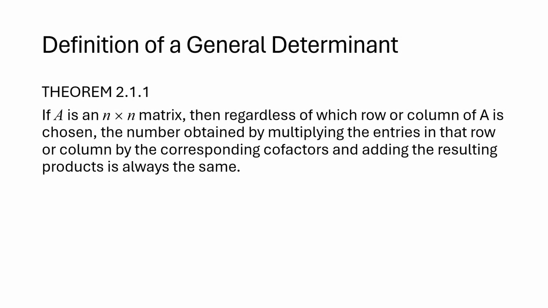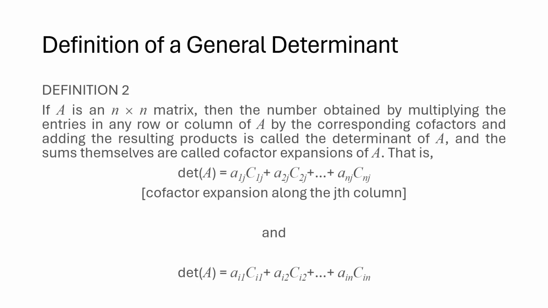Okay, so let's have the definition of general determinant. We have Theorem 2.1.1. If A is an n by n matrix, then regardless of which row or column of A is chosen, the number obtained by multiplying the entries in the row or column by the corresponding cofactors and adding the resulting products is always the same. Okay, so this result allows us to make this definition. So in Definition 2, if A is an n by n matrix, then the number obtained by multiplying the entries in any row or column of A by the corresponding cofactors and adding the resulting products is called the determinant of A.